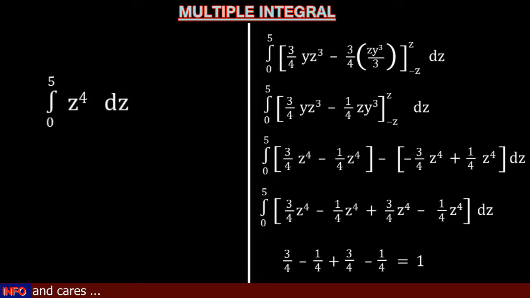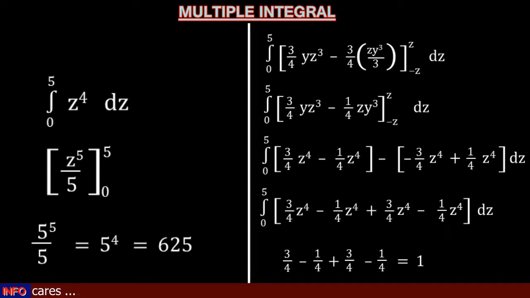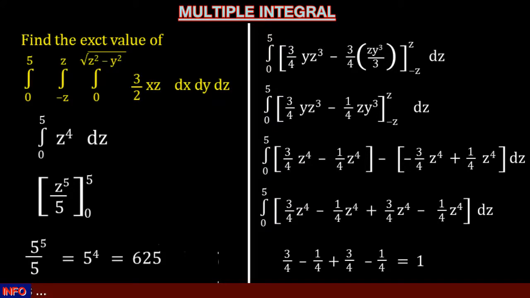All right, good. Lastly, we integrate with respect to z. When you integrate with respect to z, you are going to have z raised to power 5 all over 5, and then the limit from 0 to 5. Let's plug in the upper limit. That means we are going to have 5 raised to power 5 all over 5. So 5 raised to power 5 all over 5 is the same as 5 raised to power 4. Then 5 raised to power 4 is 625.